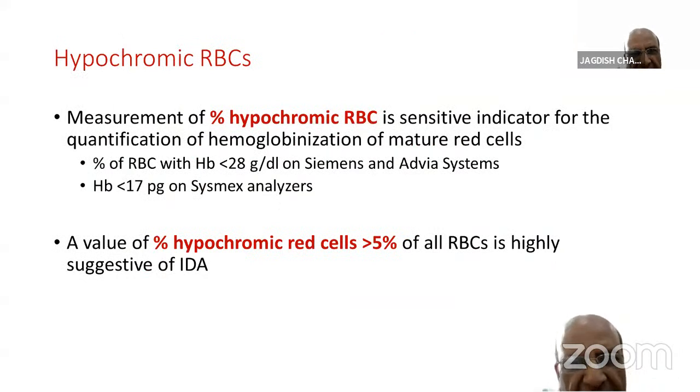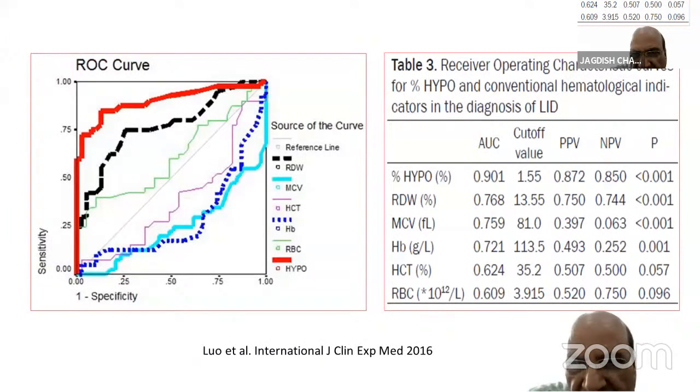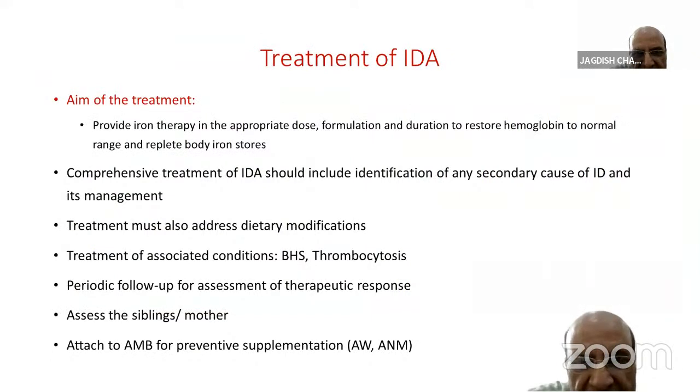Hypochromic RBCs are not very commonly available. This slide, which on the previous slide I showed the printout, is from the report from Lady Harding, and I'm sure several other large hospitals might be having the 7-part analyzer, which gives you the retic HB also. So percentage hypochromic cells, that is more than 5% of the RBCs, if they are hypochromic, is highly suggestive of iron deficiency anemia. This is just a ROC curve of several indices used for defining iron deficiency.